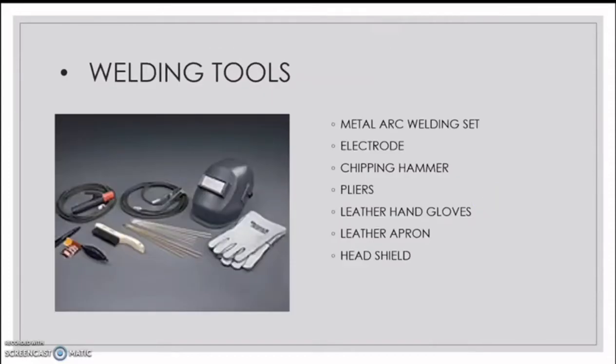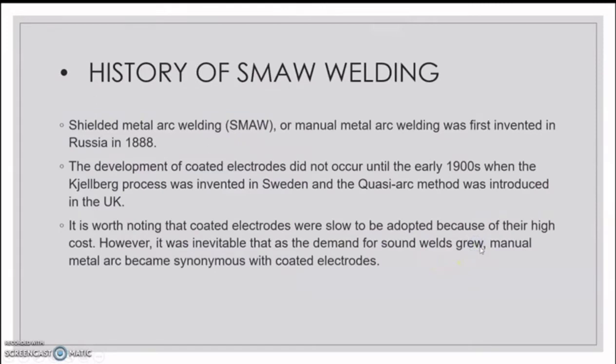These are the welding tools and equipment: metal arc welding set, electrode, chipping hammer, pliers, leather hand glove, leather apron, and head shield. The history of SMAW welding.